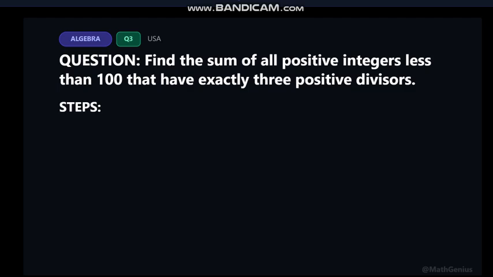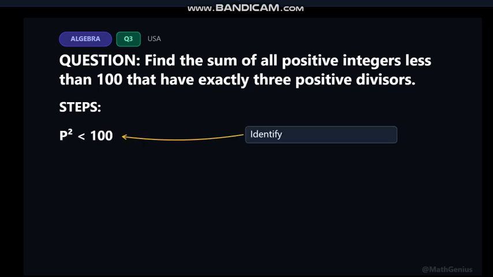Steps. Here is the golden rule you need to memorize. Numbers with exactly 3 divisors are always squares of prime numbers. p squared is less than 100. Identify the prime square pattern.